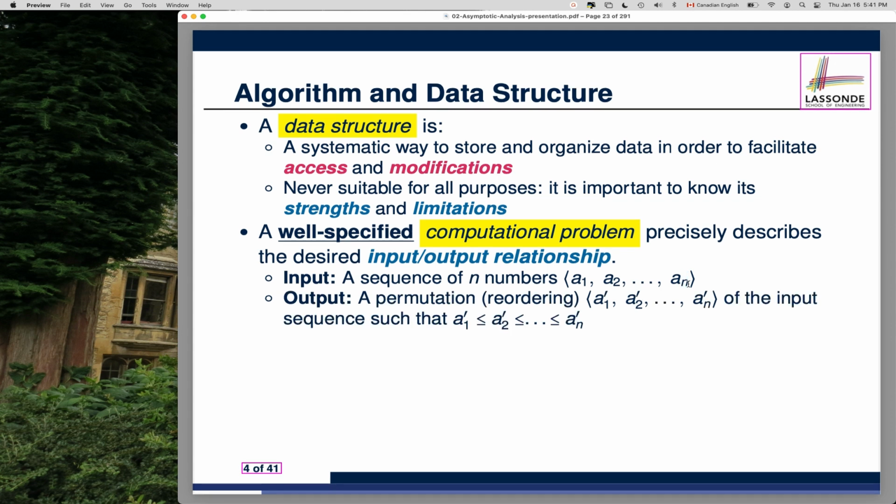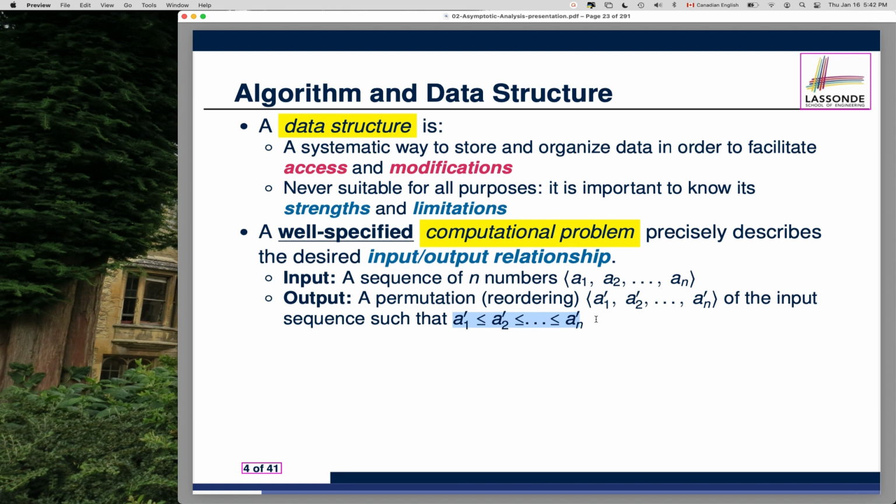And the output here, let's see if we can make some sense out of this description. We say the output is going to be a permutation or reordering of the input over here. It's still going to have the same elements, but such that A1 is less than or equal to A2, less than or equal to, all the way to AN. So what kind of problem are we solving here? Quite obvious. Sorting, exactly, thank you, right?